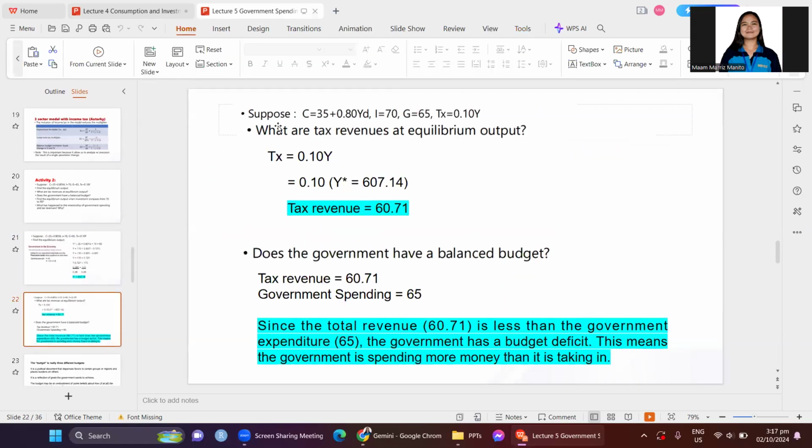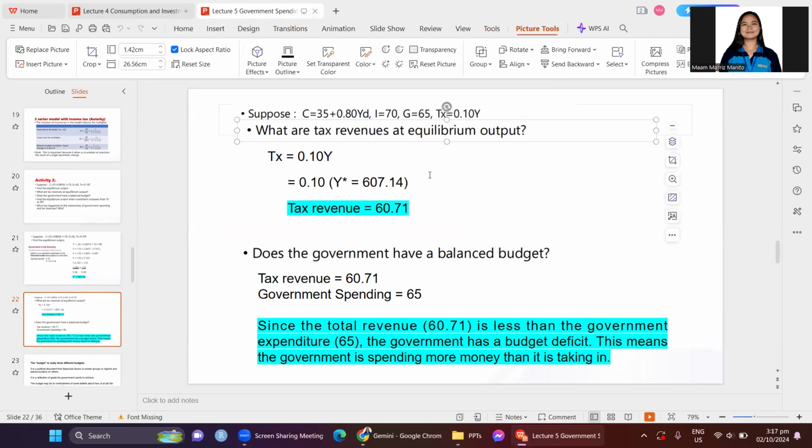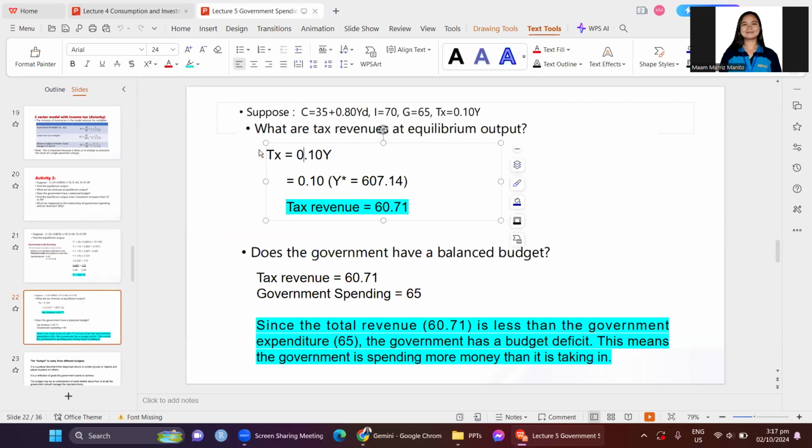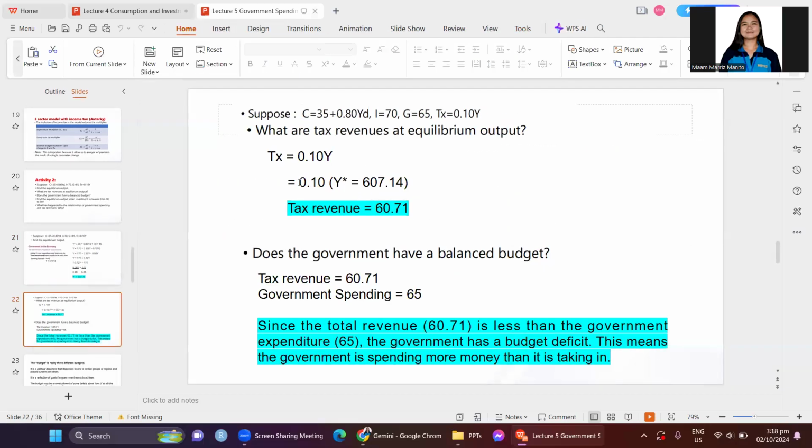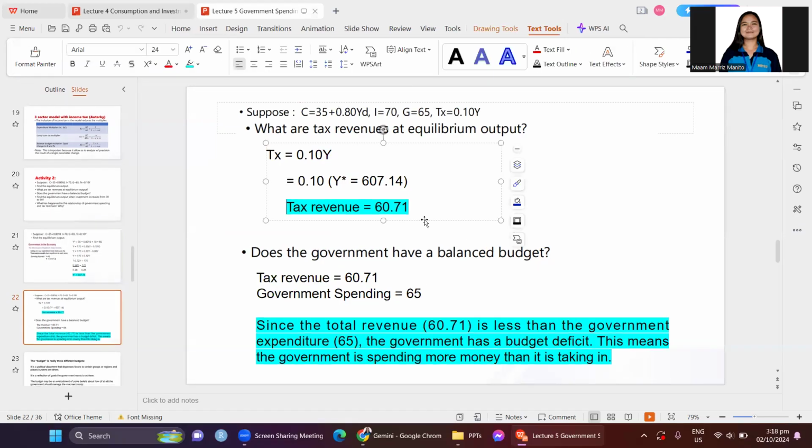Next question. What are the tax revenues at equilibrium output? So the given in the tax receipts is 0.10Y. It's given na, 0.10Y, and then the Y, we calculated it already. That is 607.14 from this one, diba? We'll just simply multiply that. So 0.10 multiplied by 607.14, the answer is 60.71. So that's the tax revenue at equilibrium output.